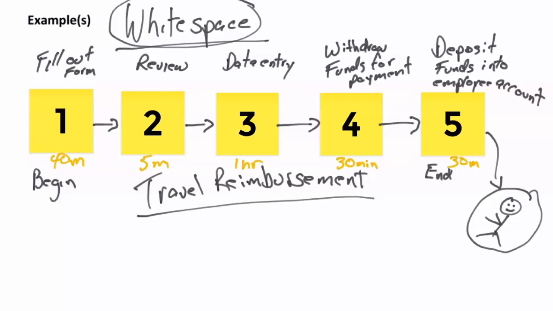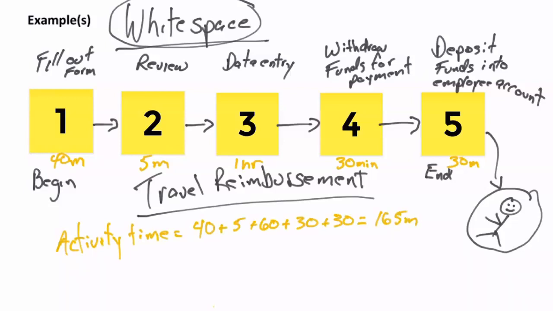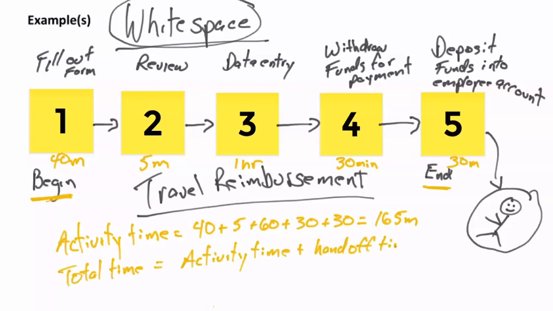If I add up all of the time associated with each of the yellow activity boxes, the total activity time is 165 minutes. Yeah, 2.5 hours. But when we measure the total time in the system from the beginning of the first step to the end of the last step, the total time in the system, we find, is the activity time plus the handoff time. When we've got the activity time, it's been recorded or observed, and I've laid it out. Let's now go back and insert what the handoff time was.